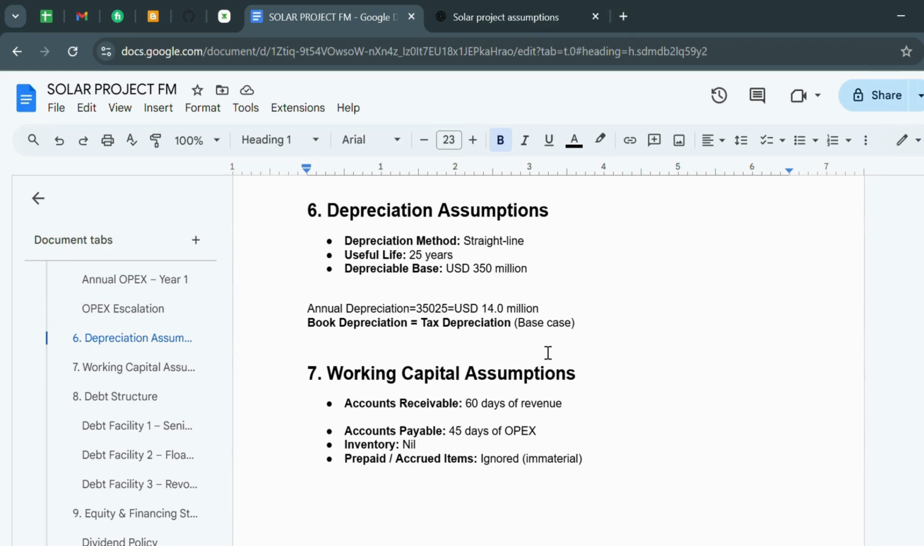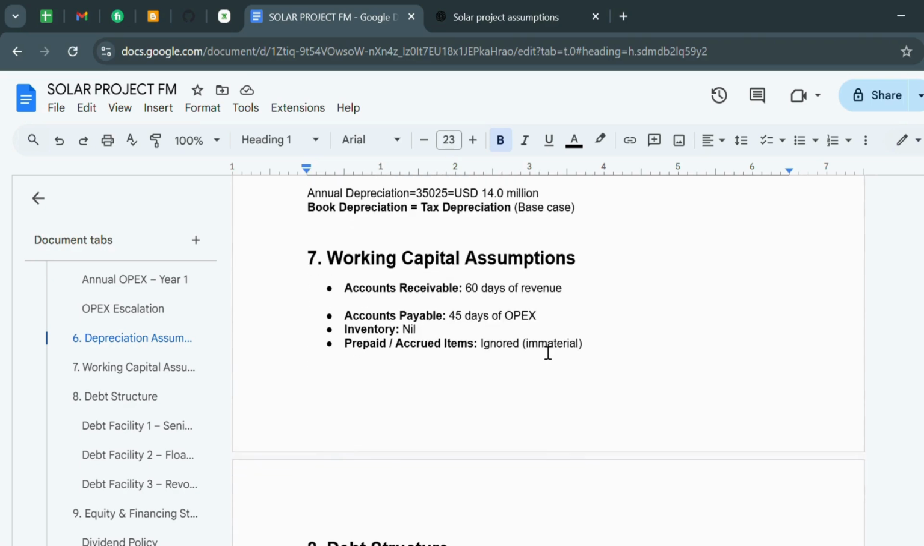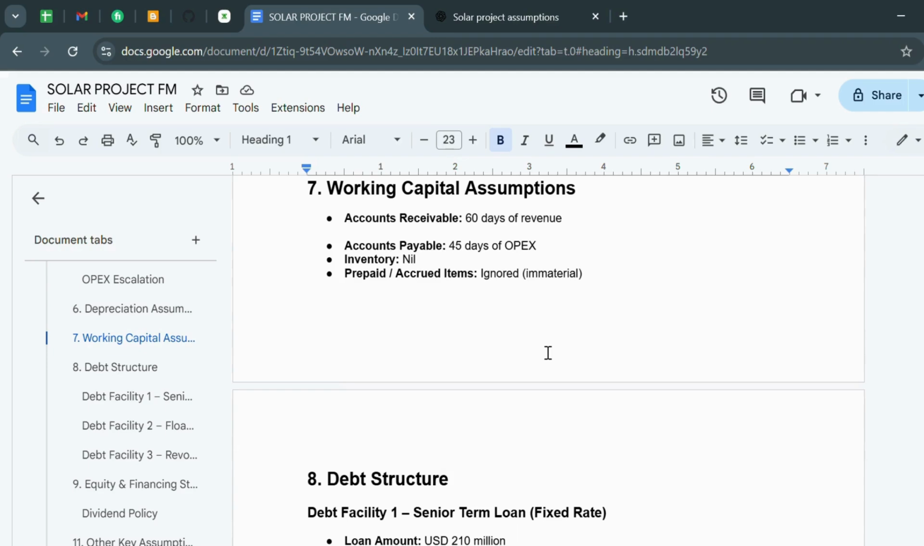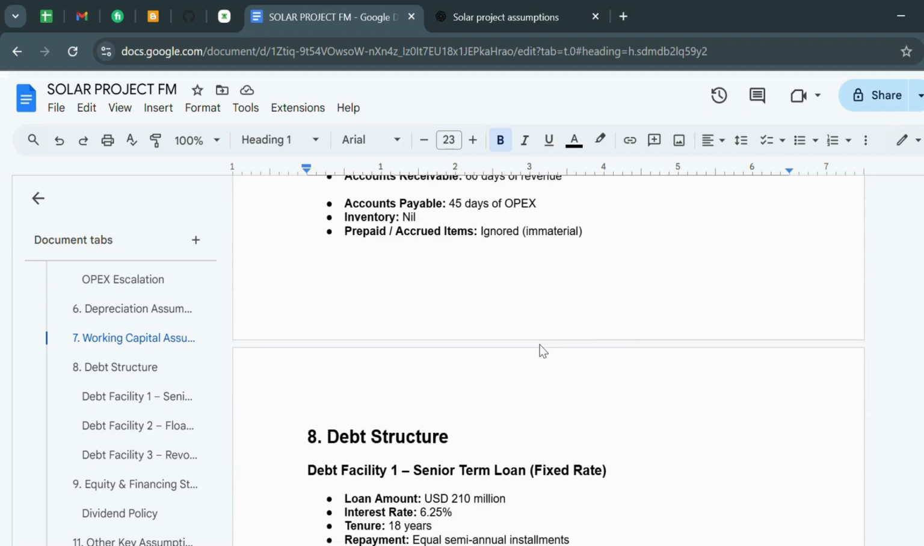Coming to depreciation: straight line, useful life is 25 years, but our project life is 20 years only. It is less than the useful life of our equipment. Depreciable base is 350 million. Okay. Now working capital: 60 days of revenue, 45 days of OpEx, inventory is nothing, prepaid ignored.